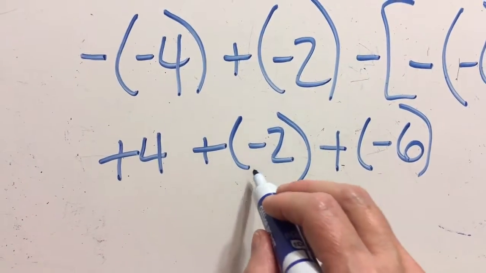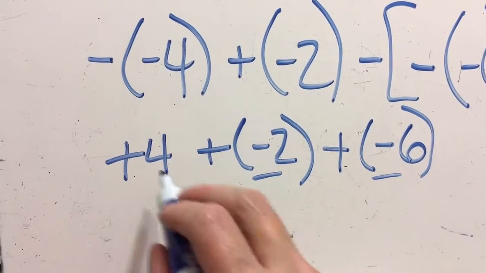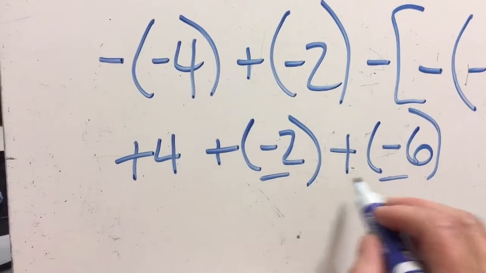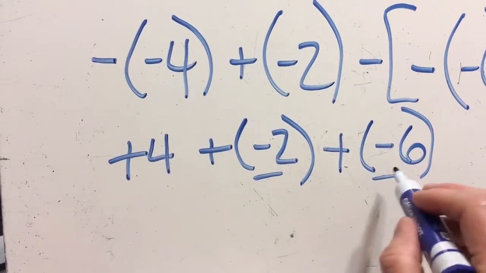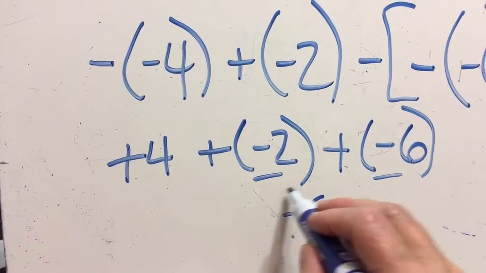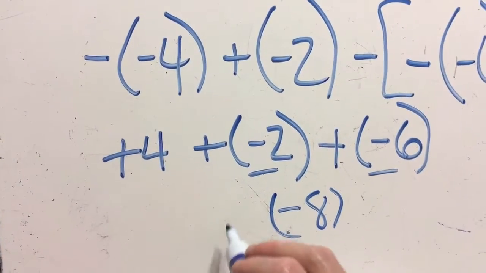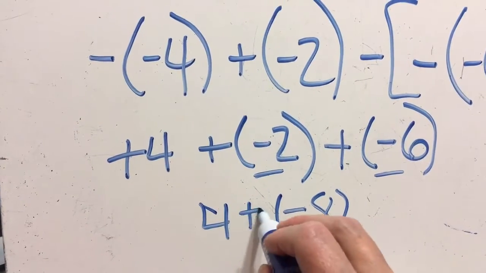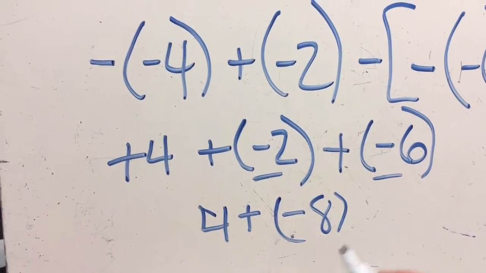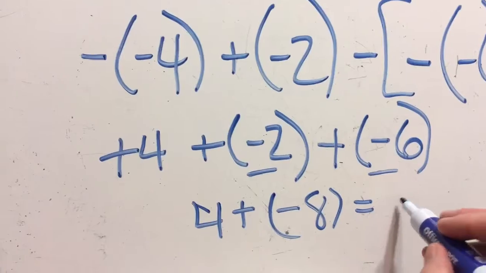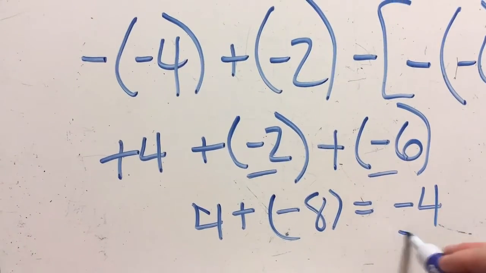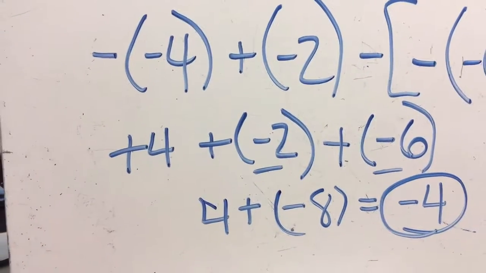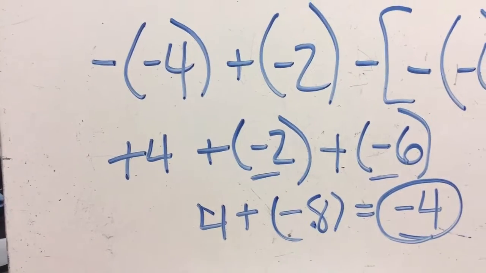So now we have two negative numbers and one positive number. Let's add our negatives together. Get a -8 and a +4. When we add opposite signs, we subtract and get a -4. Take the sign of the greater valued number here.